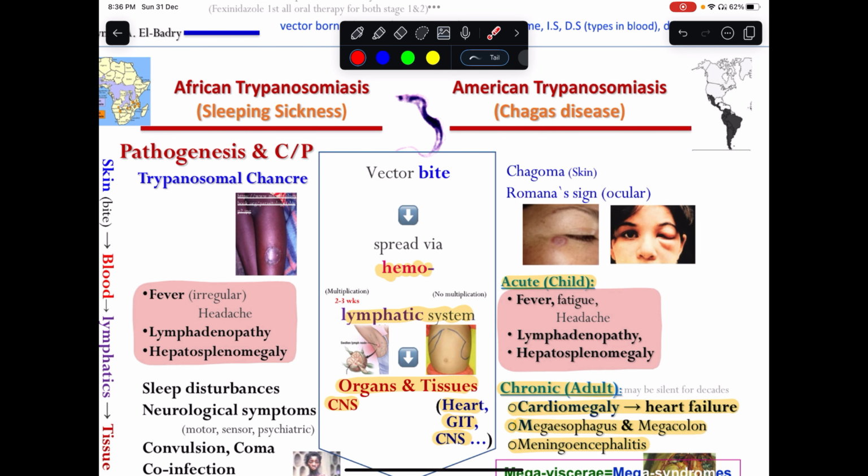Whereas for the American, we said it's Chagas disease. It's going to give us the chagoma, which is a nodule on the skin, or Romana's sign. Okay, Romana.